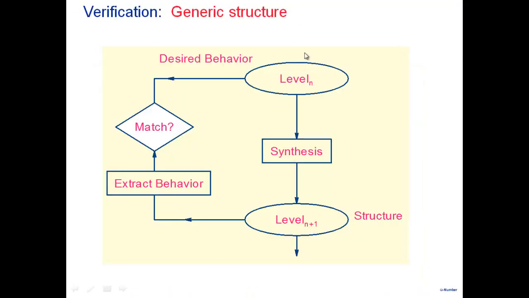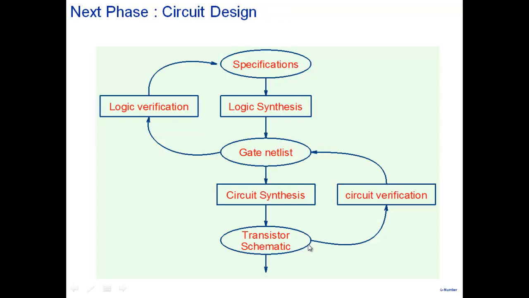Okay, so this is, as I said, a general verification. When you go from a design step level n to level n+1, you carry out a synthesis step, and then you have to compare the two. So you extract behavior and you look at the desired behavior and you see whether the two match or not. And only when the verification is complete do you go to the next level of the design. Okay? All right, our next phase.